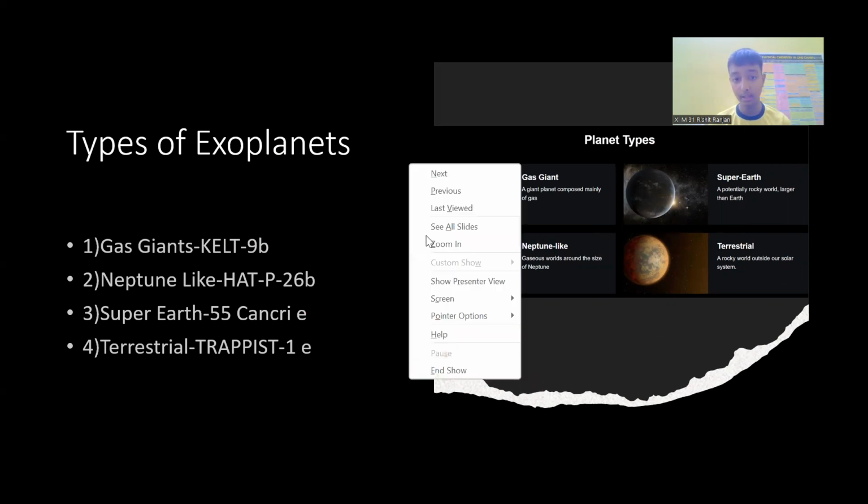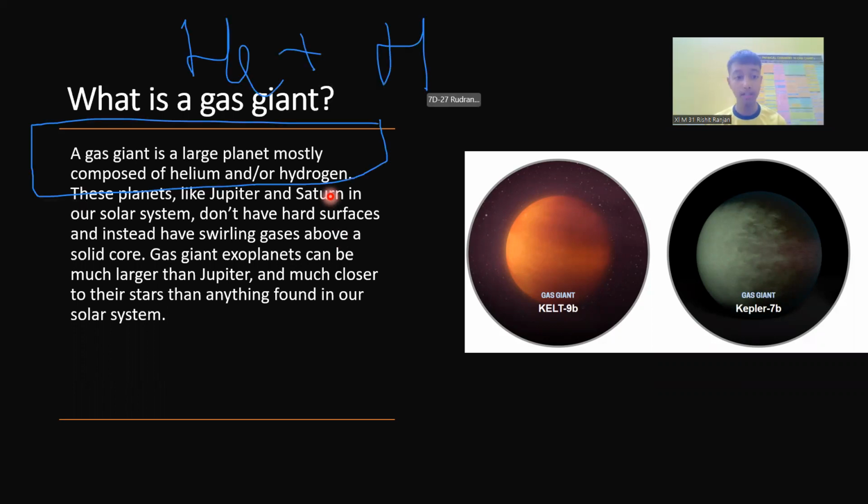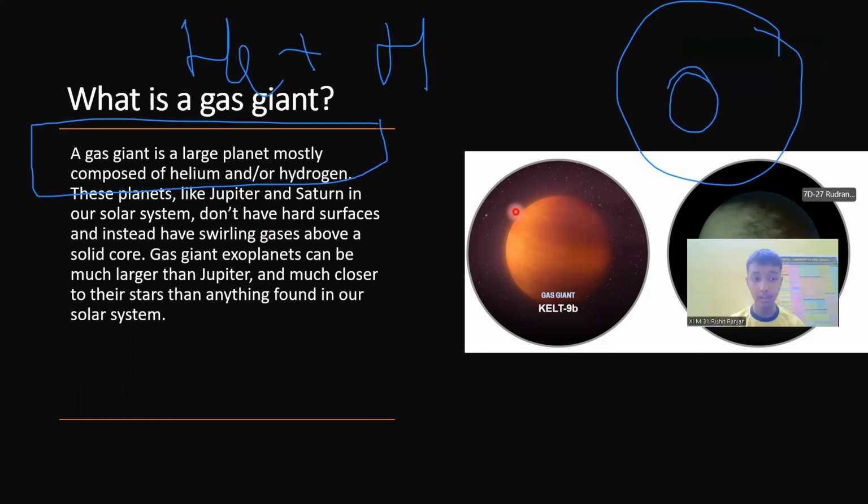Now let's go to the next slide. What is a gas giant? A gas giant is a large planet composed mainly of hydrogen and helium, just like any other gas giant. In the Sun also, these two are the main constituents. Planets like Jupiter and Saturn in our solar system don't have hard surfaces and instead have swirling gases above the solid core. So this is a solid core, and around this there are several gases.